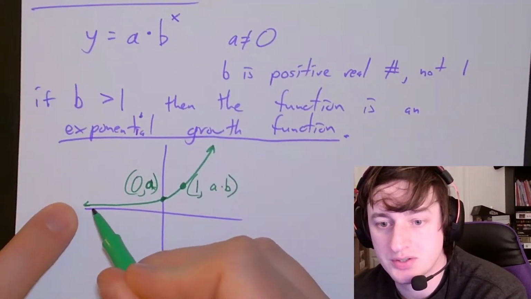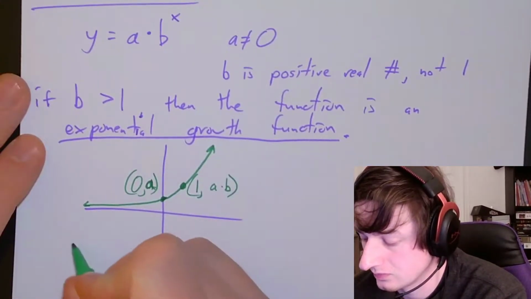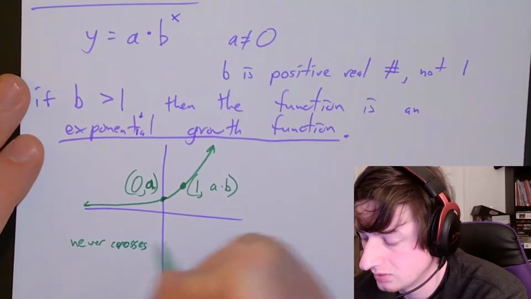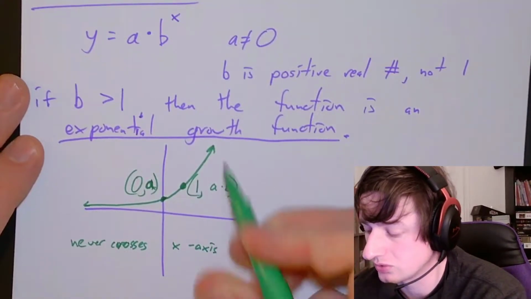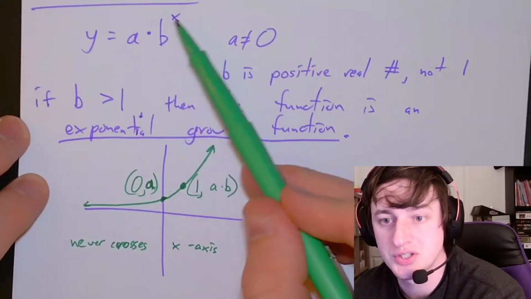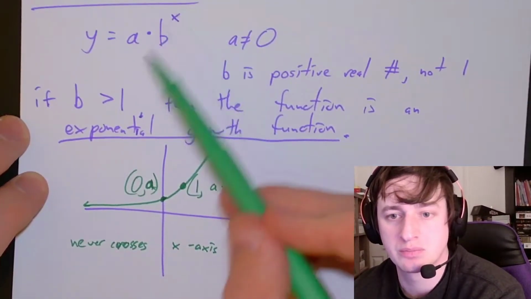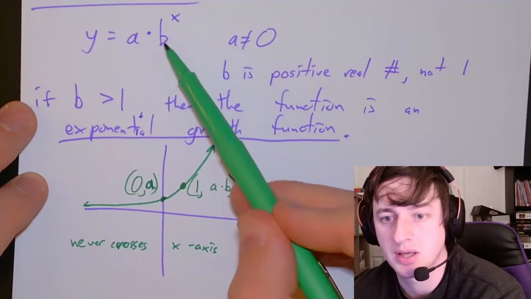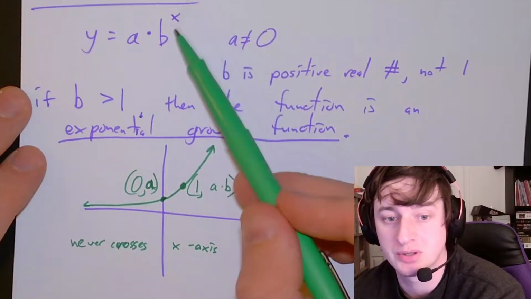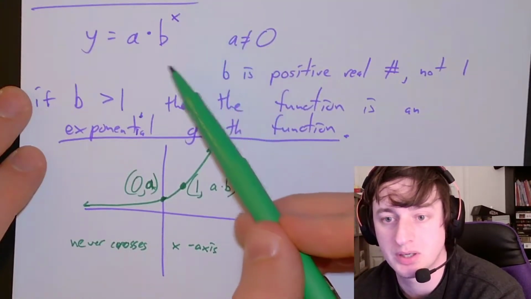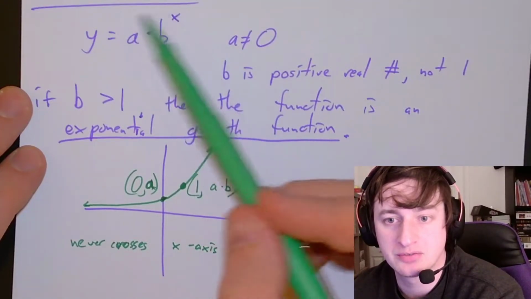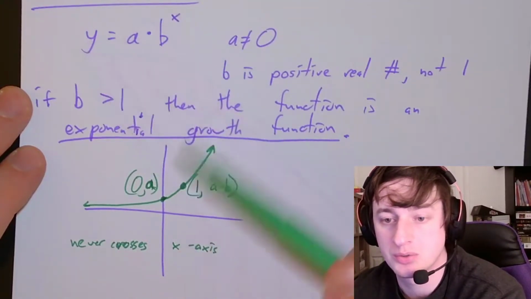It doesn't ever cross the x-axis. So the graph never flips over because both of these numbers are positive and we're only changing the exponent. We're just changing by how many times we're multiplying a times b. We might multiply a times b a bunch of times. It might be b to the eighth, and we have to multiply it 8 times. That will never change the positive or negativeness of the numbers we're getting. They're always going to be positive.